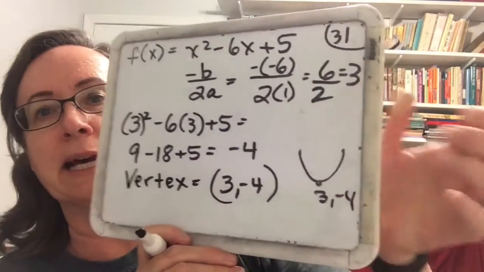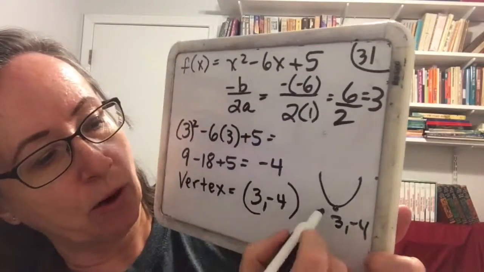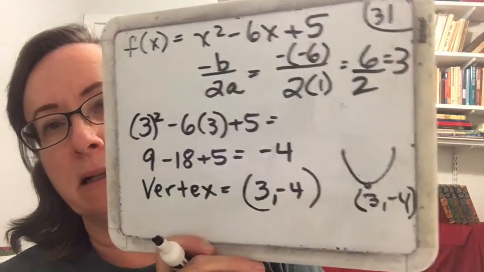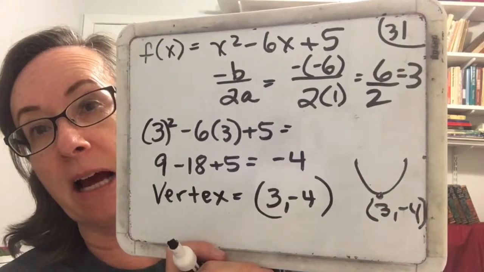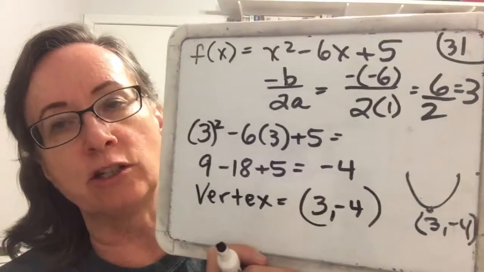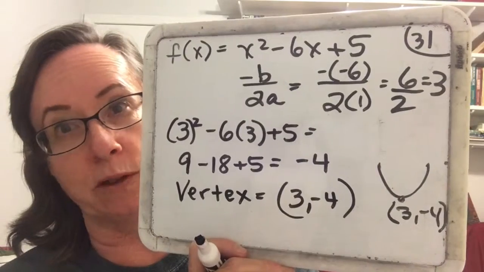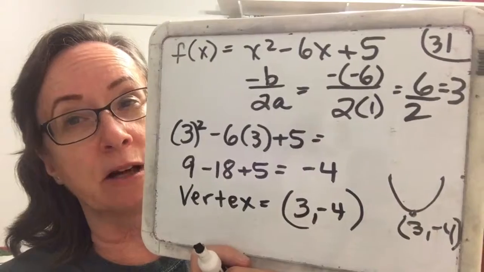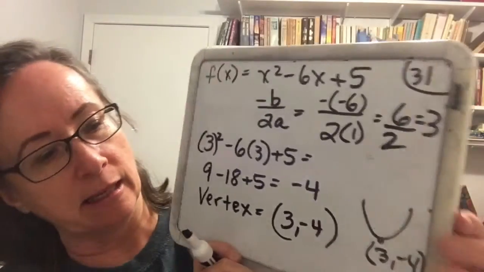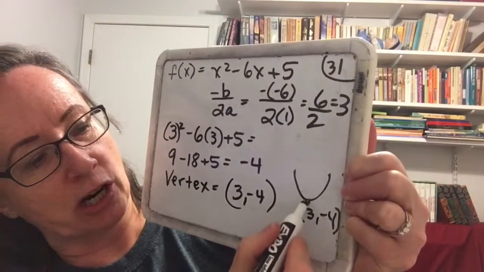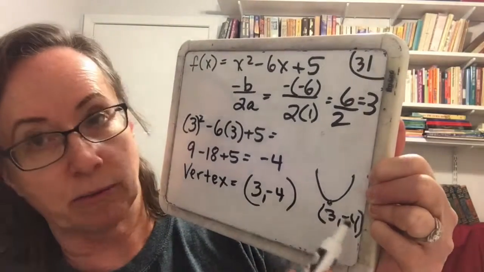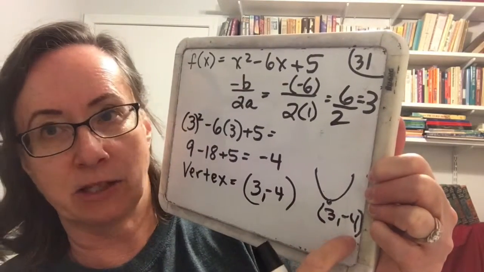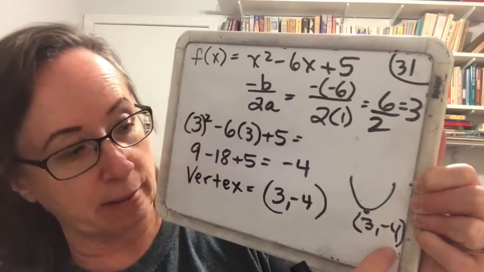Okay, so because of that, we're also talking about the range. Now the domain of all of these upward or downward facing parabolas is all real numbers. The domain is all real numbers, but your range is limited. So your parabola doesn't start until it gets to 3, negative 4. So the range has to do with the y value of your parabola.